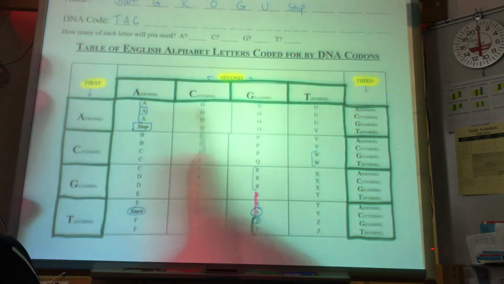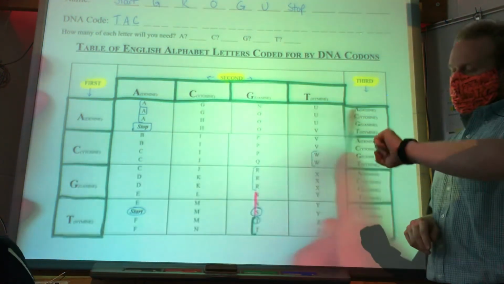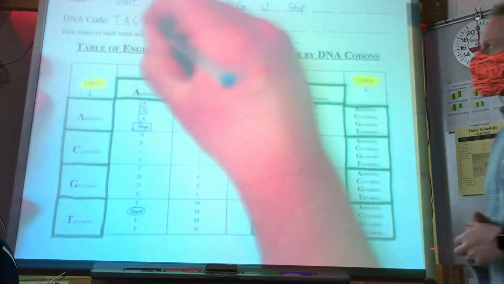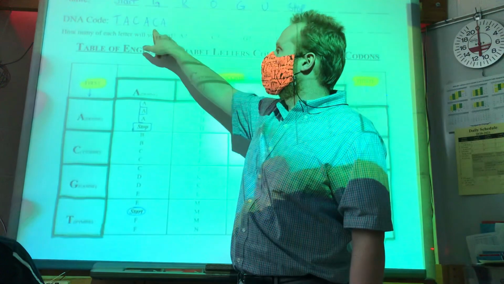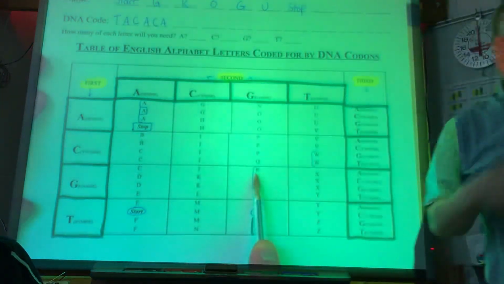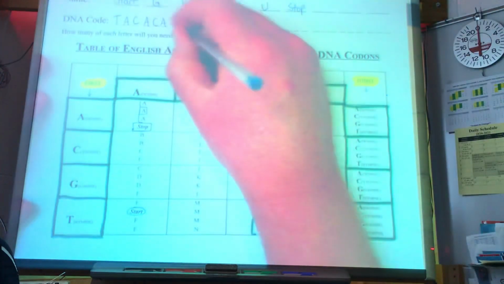We are running really tight on time here. The combination is going to be: what 3-letter combination would code for the first letter of your name?